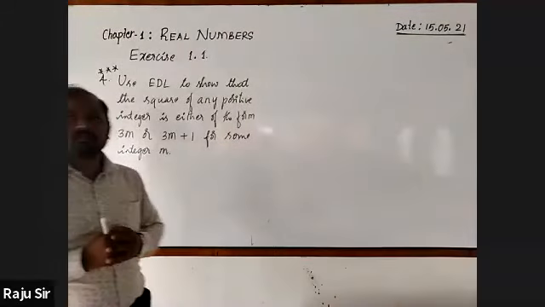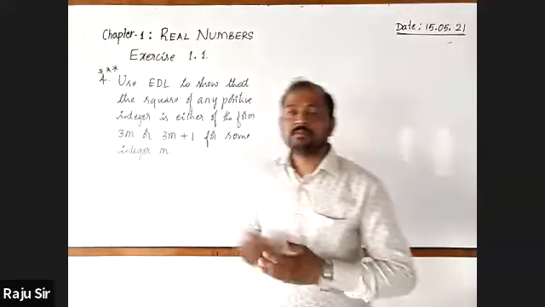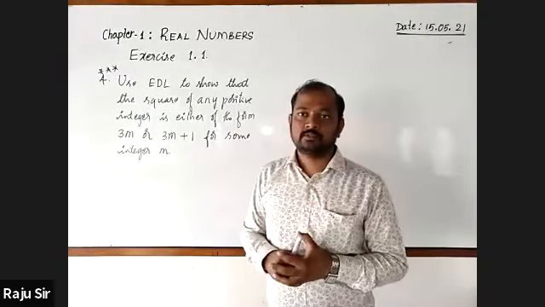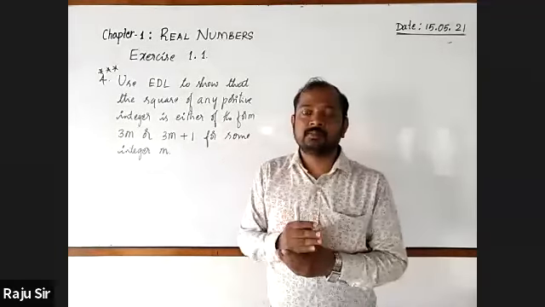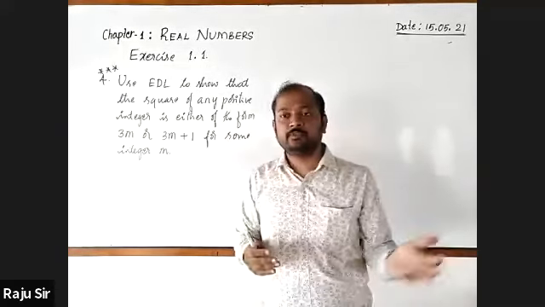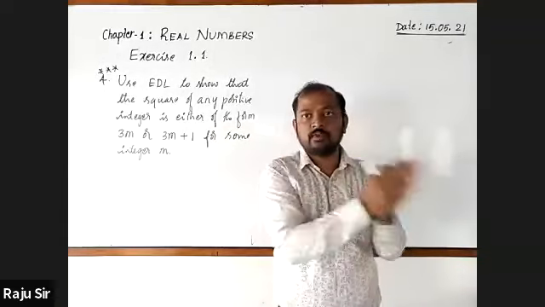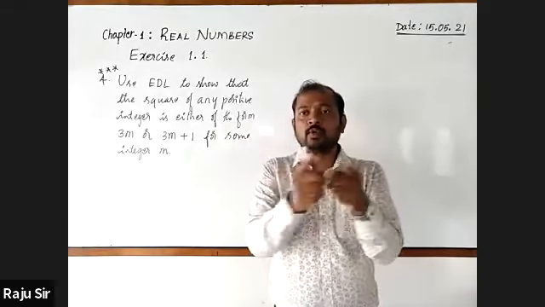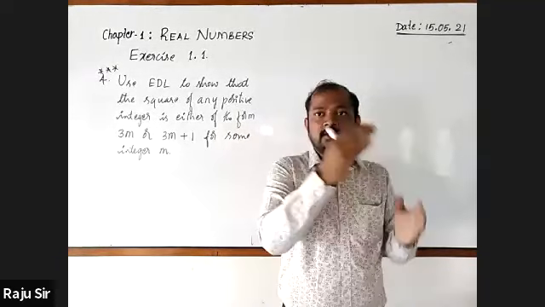Before going to this statement, we shall recall some statements we came across in the beginning of today's class. We have learned how to express even positive integers and odd positive integers in different forms, right? Like 2q, 4q, 6q, and so on. 2q plus 1, then 4q plus 1, 4q plus 3, 6q plus 1, 6q plus 3.